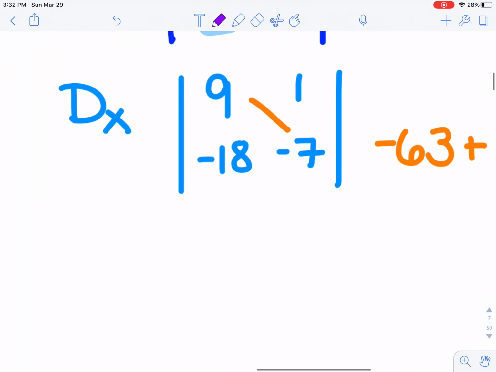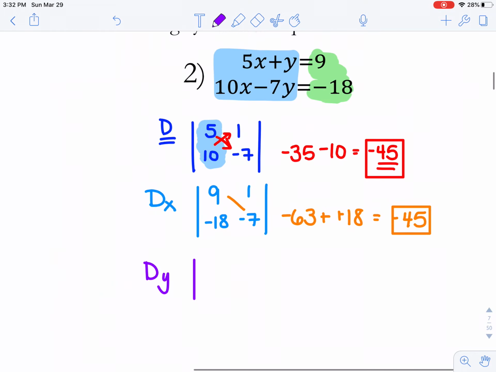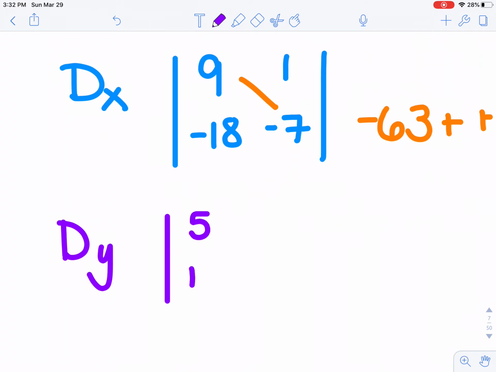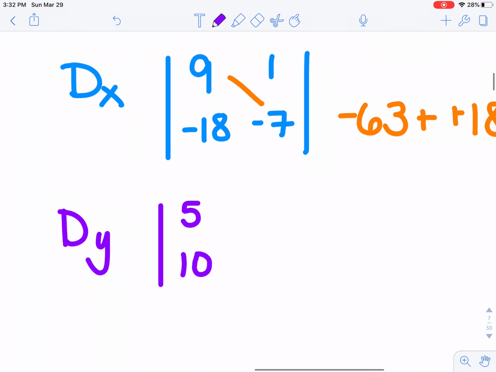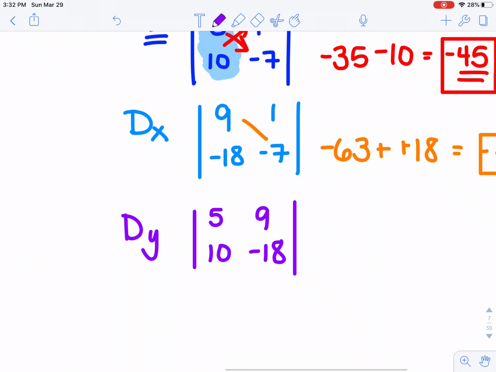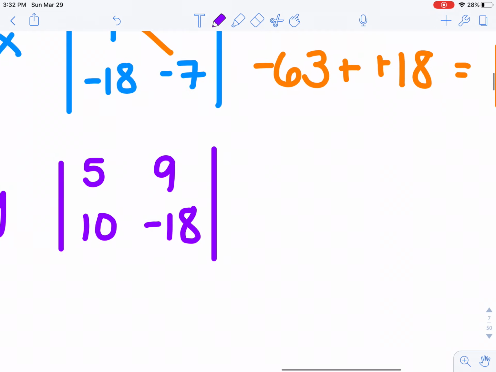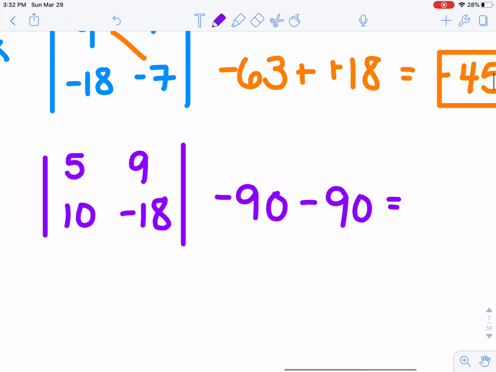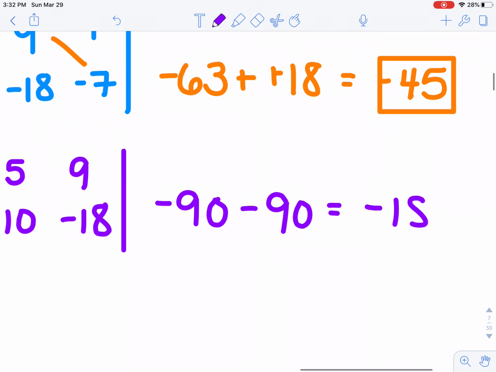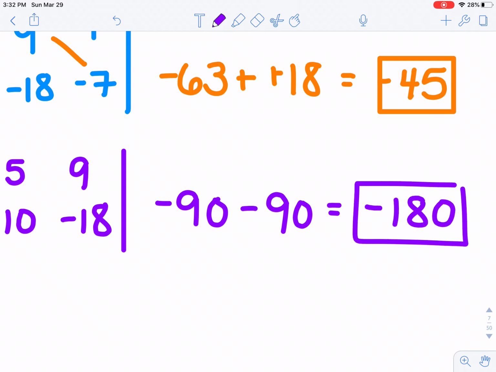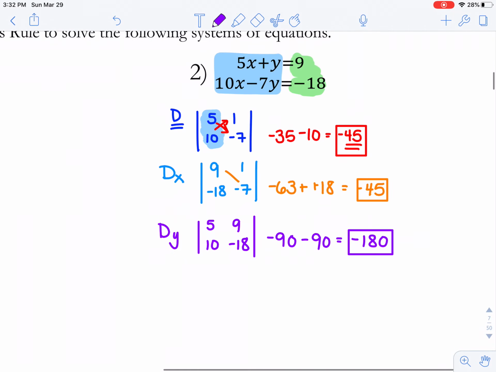Next, we are going to find D sub y, and we're going to go back to the original determinant, but we're going to replace this time the y column with the solutions. So going down, it's 5 and then 10, and then now we have 9 and -18. Okay, so 18 times 5, that's going to give me -90 minus 90. Okay, for a second I thought that was going to come out to be 0, but it doesn't. That's -180.